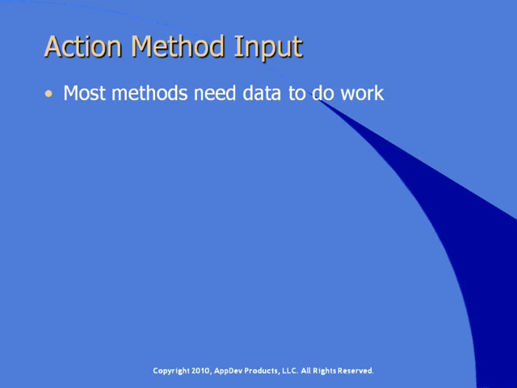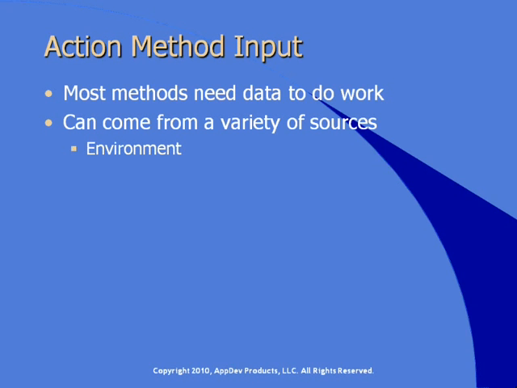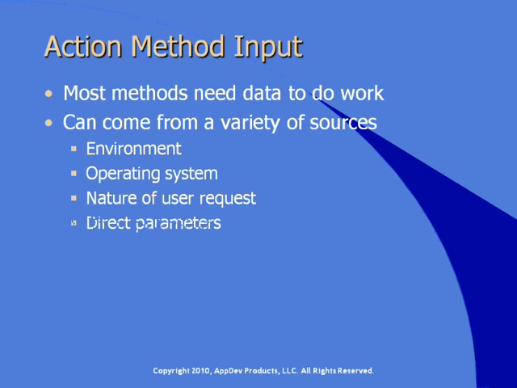Like any method in a .NET application, action methods usually need data to perform their work. And like other methods, the data can come from a variety of sources. They can come from the environment and state in which it's executing. The operating system can provide a lot of information. Or the nature of the user request, including the routing values from the parsed URL. You can also get information from direct parameters to the method passed from the browser as part of the request, and there's lots of other sources of information.